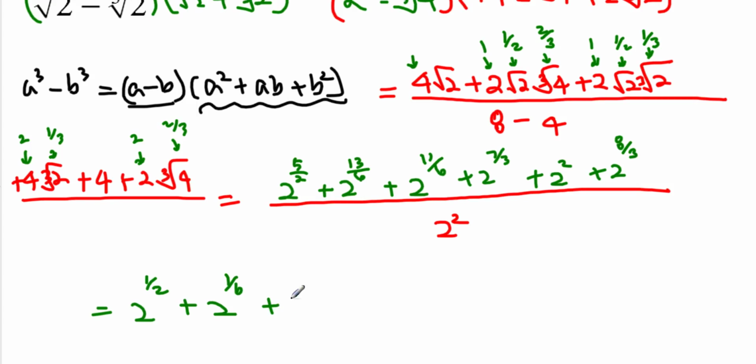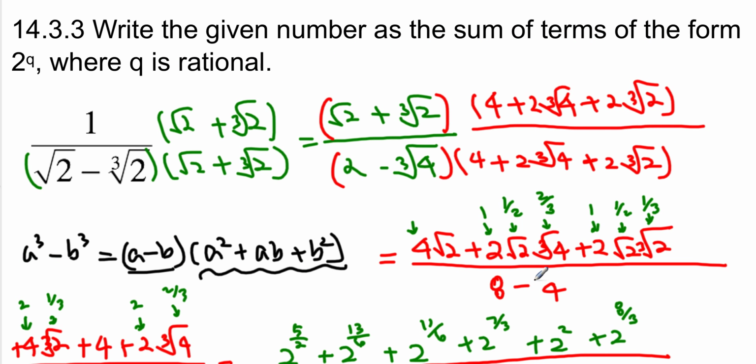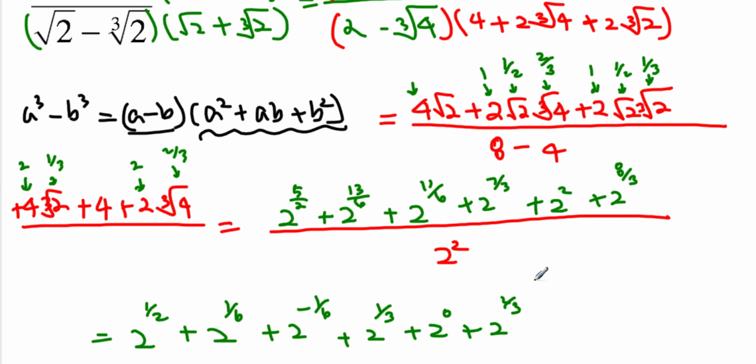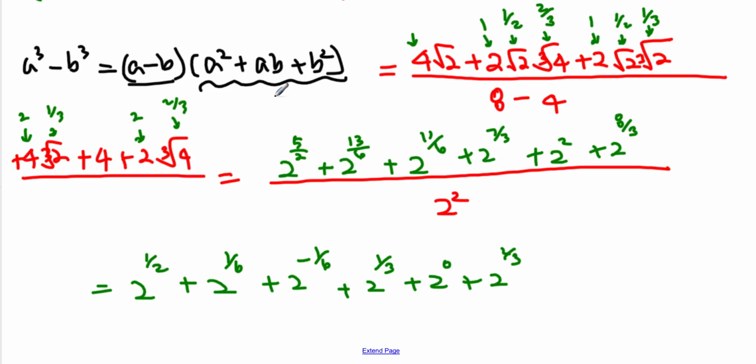The third one is plus 2 to the negative 1/6 power. The next one is plus 2 to the 1/3 power. And the next one is 2 to the 0 power. The next one is 2 to the 2/3 power. So I expressed my answer as a sum of powers of 2, where the exponents are rational numbers. All right, so that was fun. Let's look at the next question.